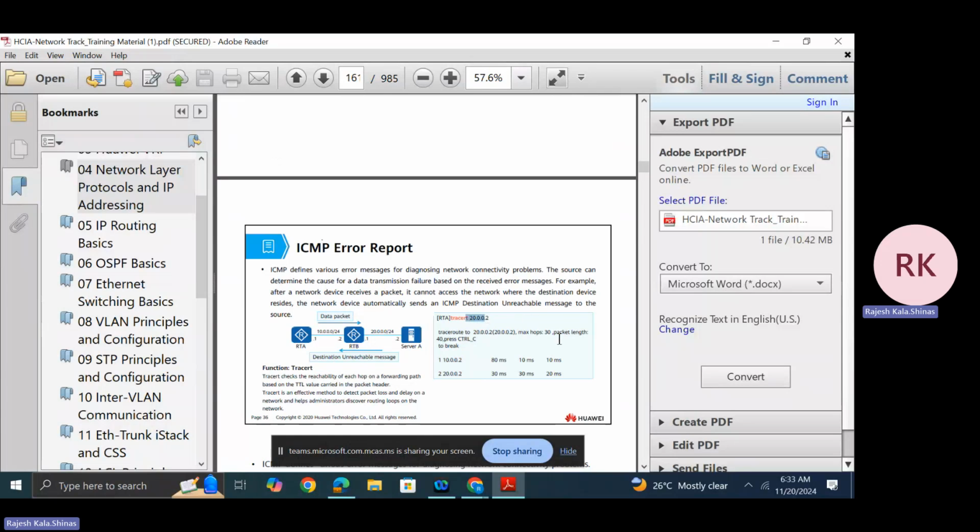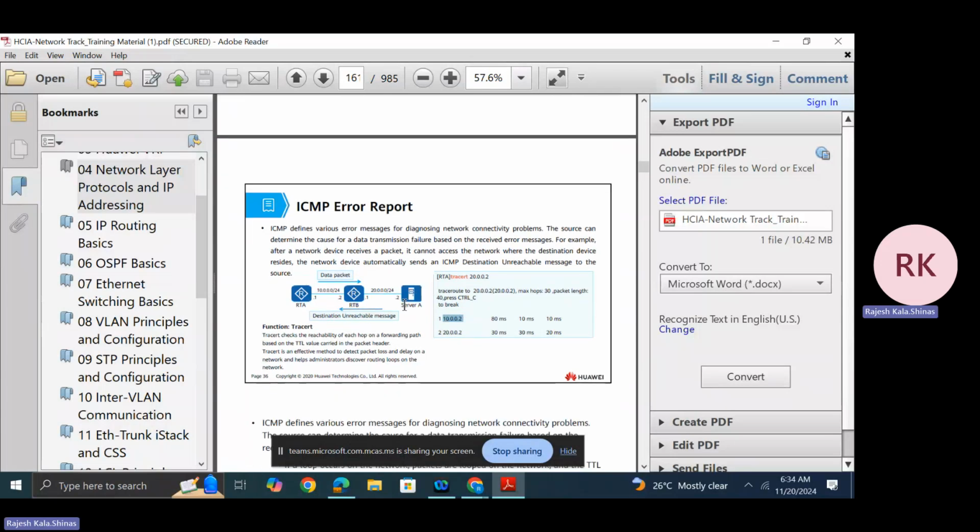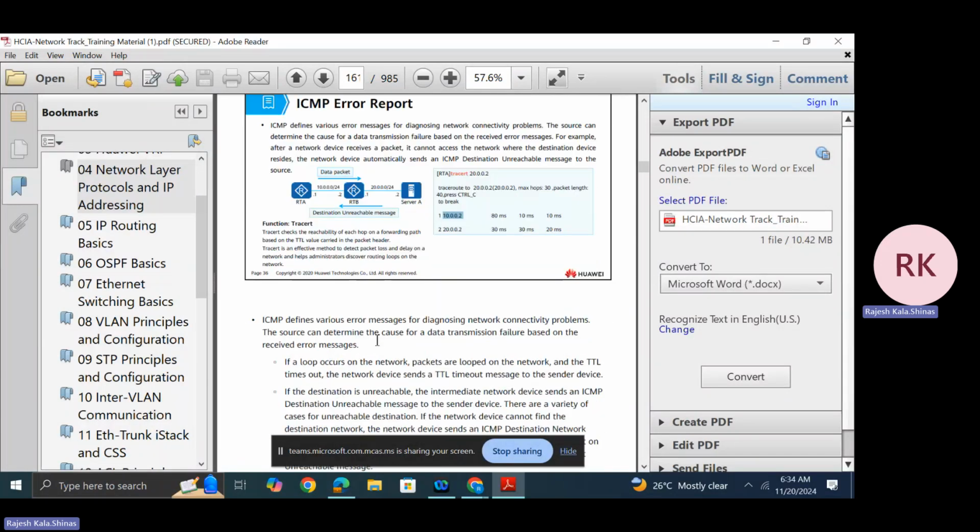It will tell you the maximum hops, 30, and the packet length, 40. Then we can see the hops, the in-between devices the router has gone through. The first one is 10.0.0.2, with this much time, 17 ms. Then next it reaches 20.0.0.2. So it traces the route. This is for troubleshooting, to check whether any packet is dropped in transmission or why the delay is too much.